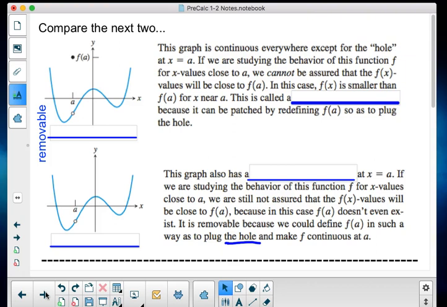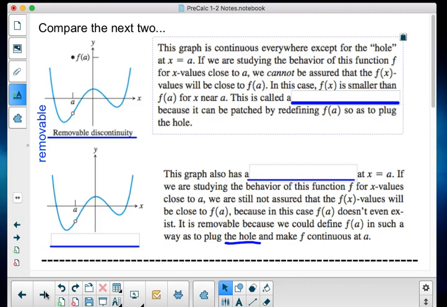If we are studying the behavior of this function f for x values close to a, we cannot be assured that the f of x values will be close to f of a. Okay, and in this case, f of a is way up here. Okay, from the left, from the right, we approach this a, and all of a sudden, boom. That's what they're talking about. Can't be close to f of a as we approach from the left and the right.